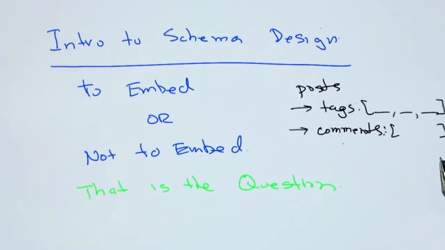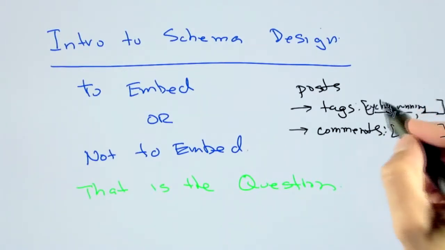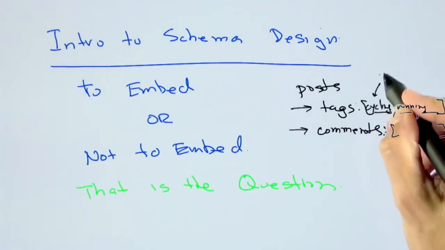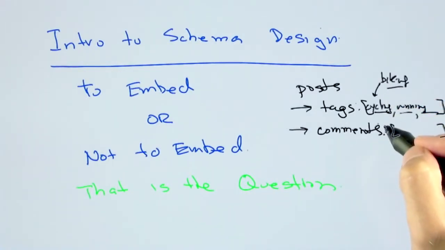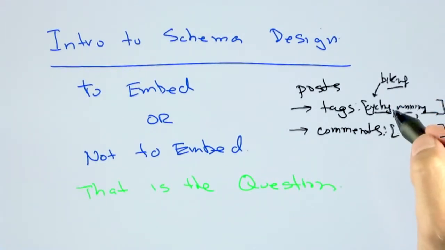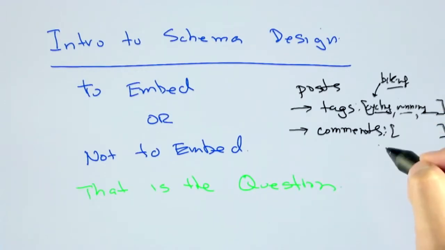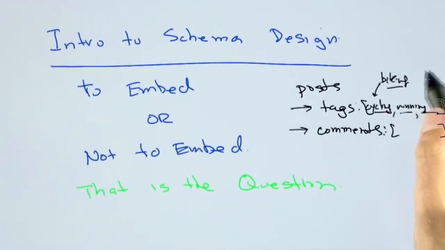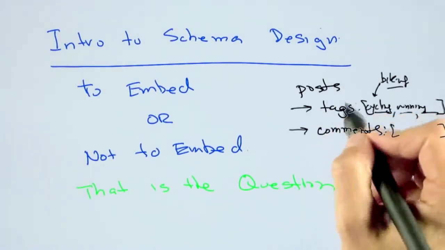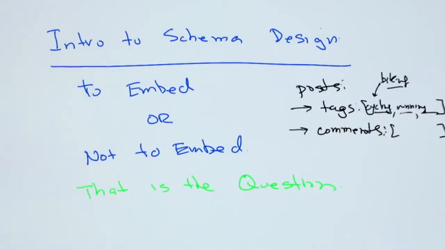Now, it is true in the case of the tags, if this is, let's say, cycling and this is running, that if we wanted to change the word cycling to biking in every single post, that would be kind of tedious since it's not relationally connected. But this is an unusual change to make, something you're not going to make all the time, and so it makes sense that you would put these tags directly into the post collection itself.